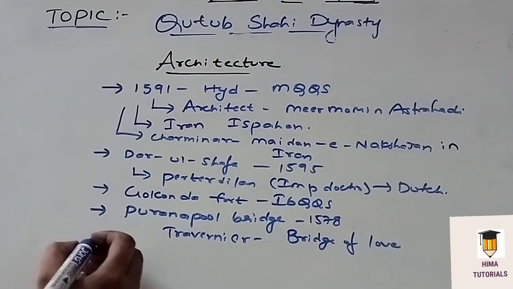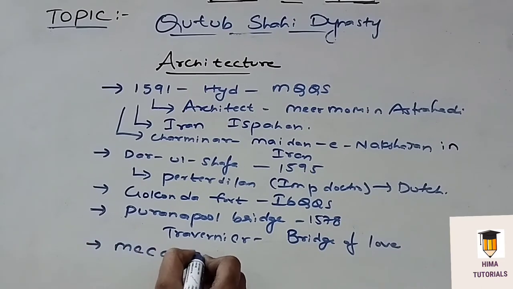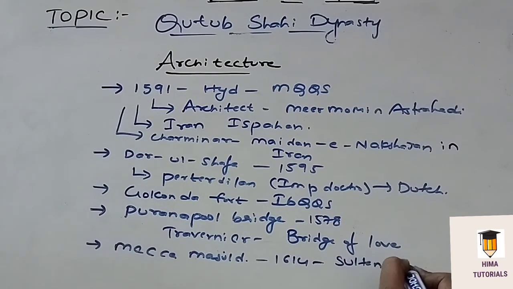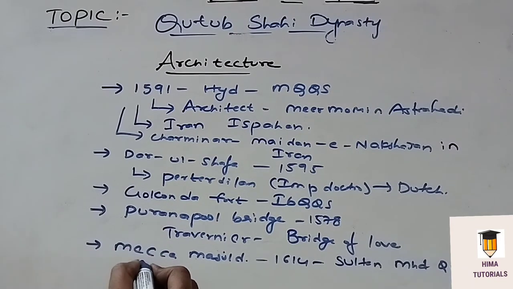Coming to the next point, Makkah Masjid. The Makkah Masjid was constructed in the year 1614 by the sixth Golconda ruler, Sultan Muhammad Quli Qutub Shah. And this was completed in the year 1693 by the famous Mughal Emperor Aurangzeb. This is about the architecture during the Qutubshahi period. Please make a note of it.